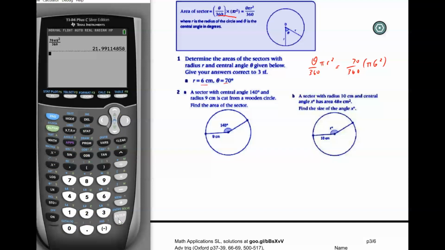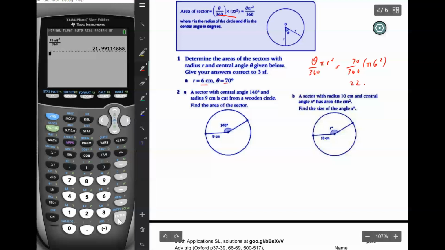And the answer is 21.99. It says 3 significant figures, so 21.9. Would we round up the last 9? Yes, because the next number is also 9, so it would be 22.0. How do we make it 3 significant figures instead of 2 significant figures? We put the 0.0 after, okay?